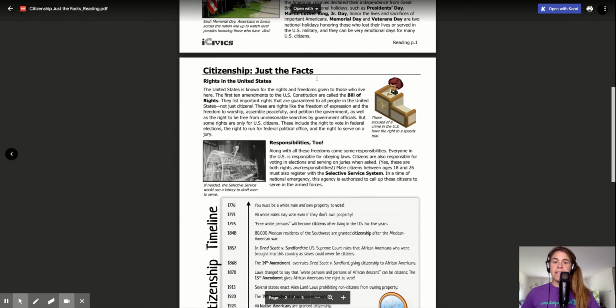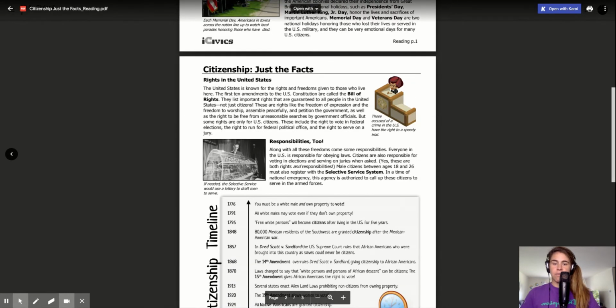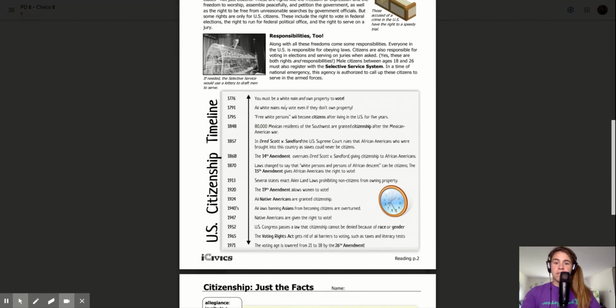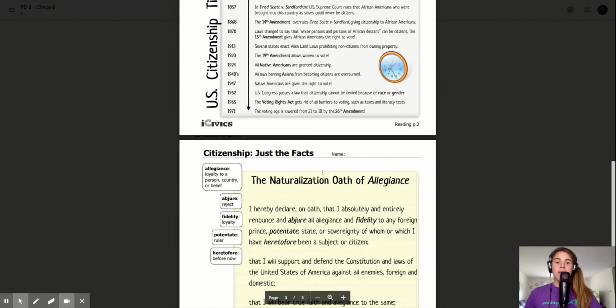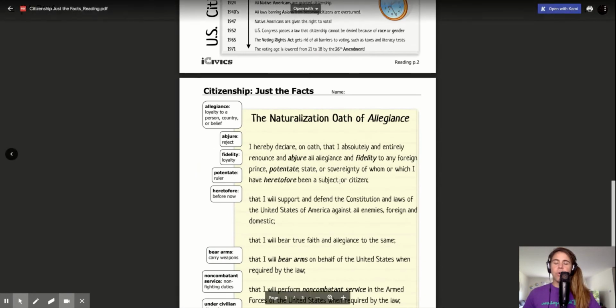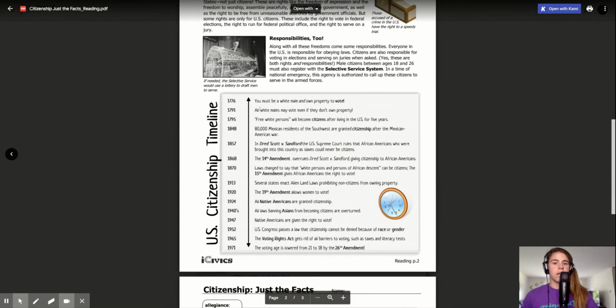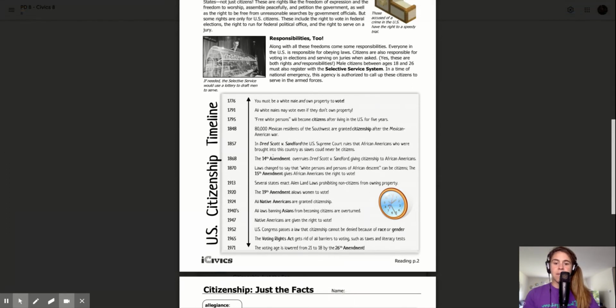You've completed the highlighting for this document. There's the timeline and the oath of allegiance. Make sure before you start your homework that you read the timeline and the oath.